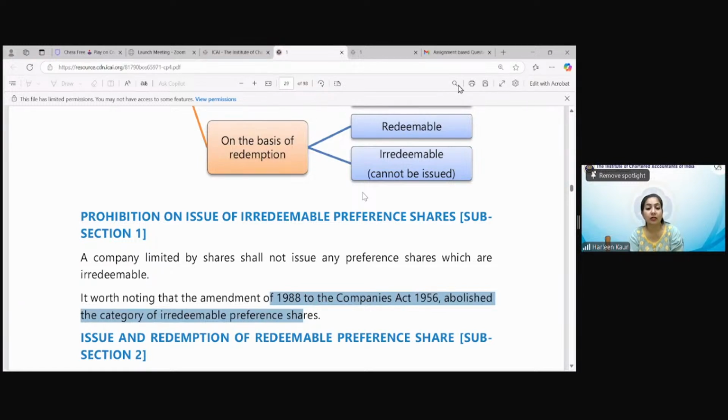So, who's asking? Anubhav Malik. It was there in the Companies Act 1956. This category of redeemable and irredeemable used to exist. In 1988, when the Companies Act was amended, this category was abolished. Why have they mentioned it? So that at least you should know that there is a prohibition. If we do not mention it, you will never come to know. If you ever read the word irredeemable in the old books, you might see this. So now you should know that since 1988, it has been abolished.